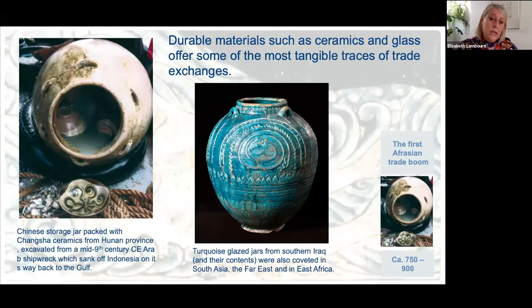On your left, you see a photograph from a very important mid-9th century wreck found in Indonesian waters, but that was carrying a cargo of Chinese ceramics from Hunan province, all destined for Middle Eastern markets, but shards of similar bowls called Changsha bowls have also been found along the East African coast. So on Wednesday, in Ruth Barnes' paper, Ships of Plenty, you'll have an opportunity to see more about the goods of this first trade boom and the material culture of the Middle Ages.